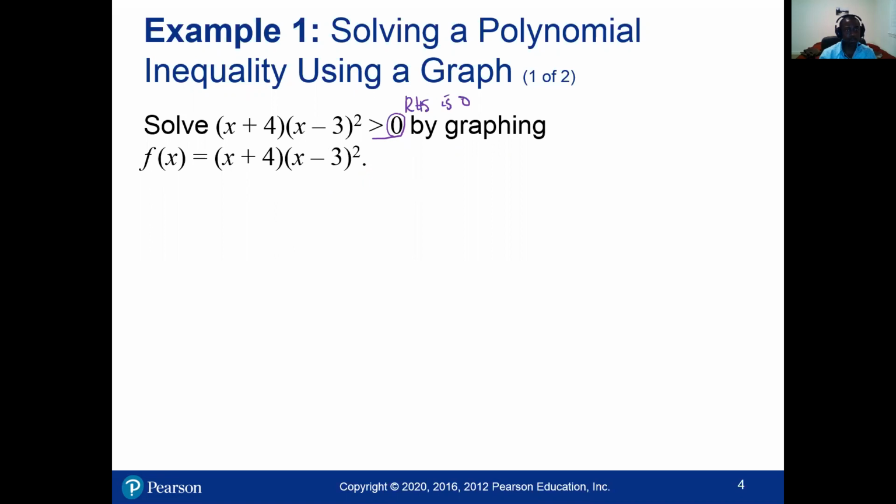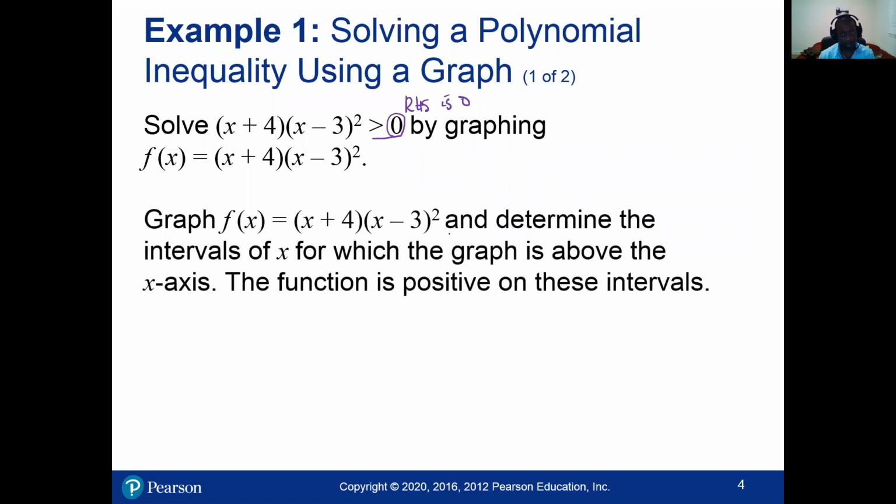All right, so now to graph this function, you determine the intervals of x, because it is greater than, which means the graph is above the x-axis. And then the function is positive on these intervals. Now, if it is less than, then it is expected to be negative, and so below the x-axis. Now, if you have greater than or equal to, then it is going to include those values. In other words, you're going to use brackets instead of parentheses when you graph the solution set.